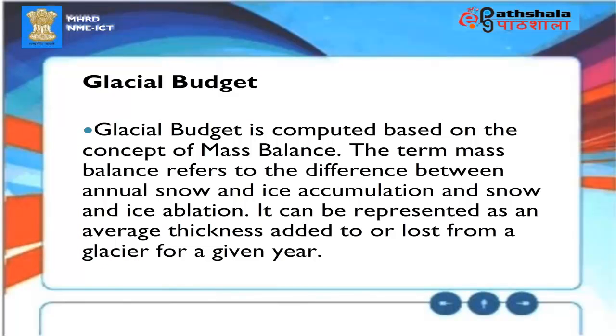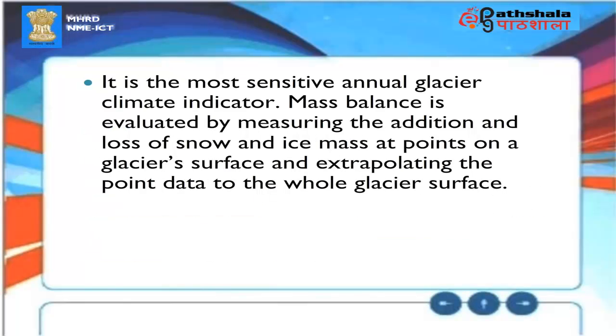Glacial budget. Glacial budget is computed based on the concept of mass balance. The term mass balance refers to the difference between annual snow and ice accumulation and snow and ice ablation. It can be represented as an average thickness added to or lost from a glacier for a given year. It is the most sensitive annual glacier climate indicator.